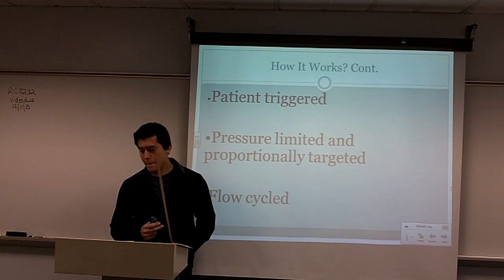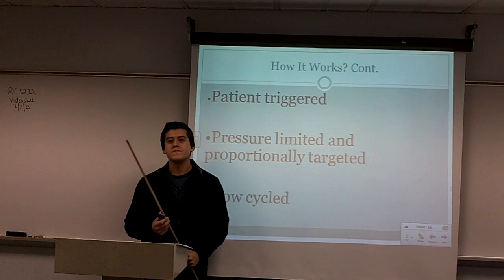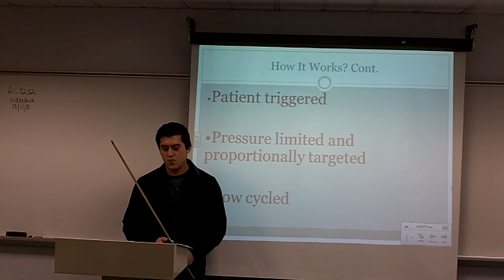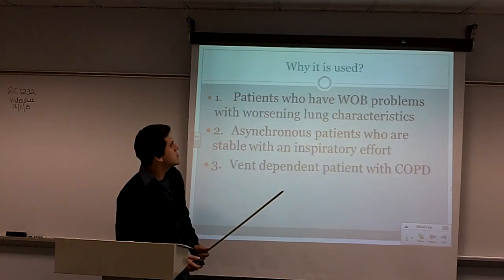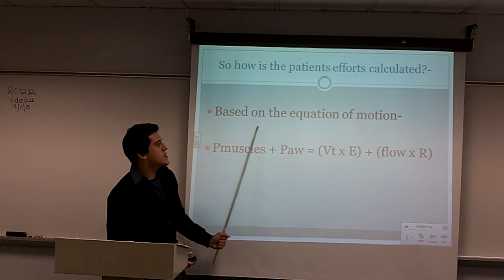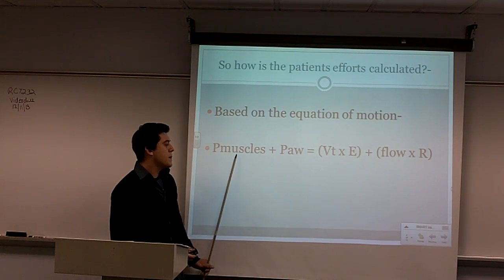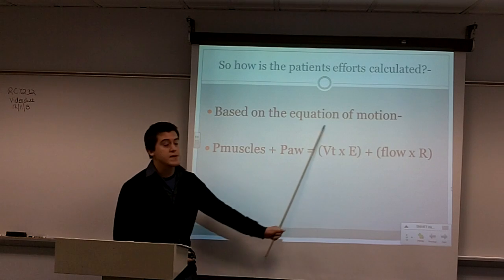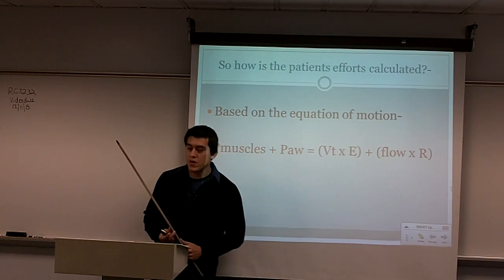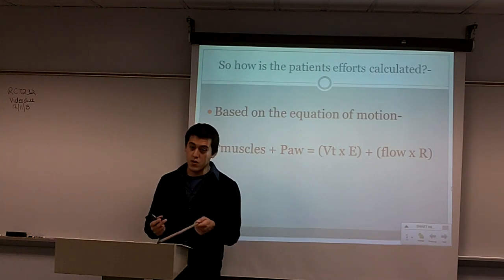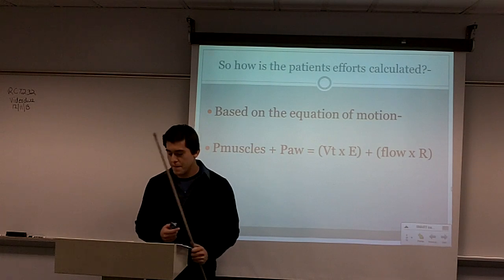Another question? I don't understand something here. Could you maybe explain it to me? How are the patient's efforts calculated? Well, it's based on the equation of motion. It calculates the respiratory muscle pressure and the mean airway pressure using this calculation. And well, I have worksheets for all you guys, so you can do these calculations for homework, so we can have a better understanding.